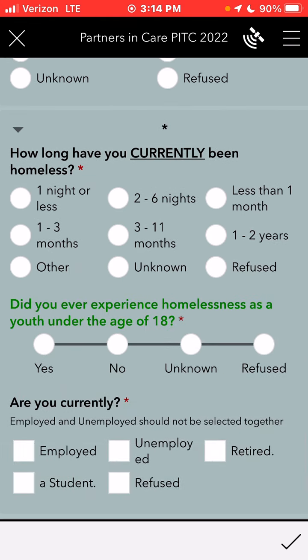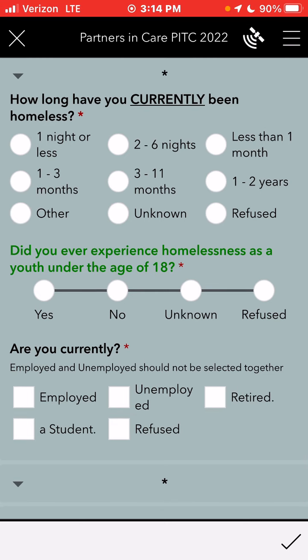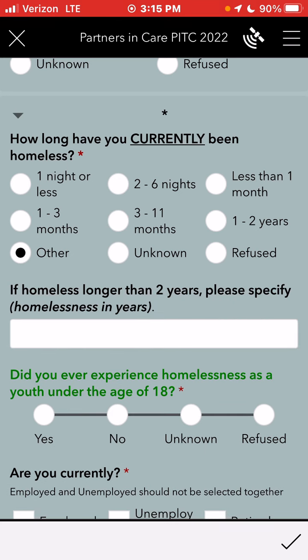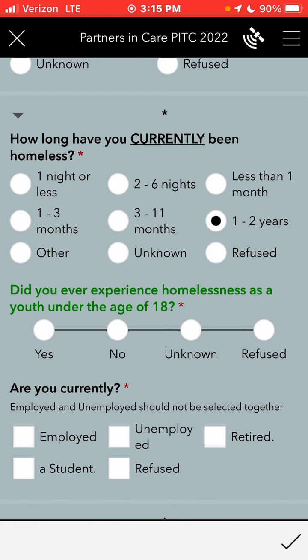After this section, it asks, how long have you currently been homeless? 1 night or less, 2 to 6 nights, less than 1 month, 1 to 3 months, 3 to 11 months, 1 to 2 years, other, and then there's the unknown and refused option. If you click other, it will ask, if homeless longer than 2 years, please specify homelessness in years. If you press 1 to 2 years, nothing else will pop up.